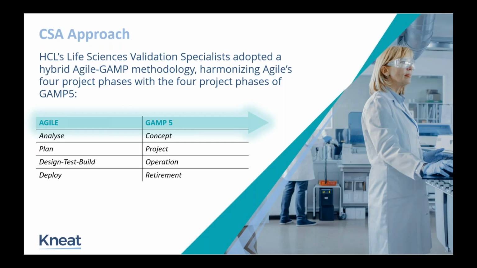They took the processes that were there, they looked at the CSA approach that was coming down the road, and they developed their own process and deployed that process in Kneat. So again, you can see here they had the analyze, plan, design, build, test, and deploy phases, which in terms of GAMP creates the concept, project, operation, and retirement. So you can see here that the 4 phases followed the GAMP 5 guidelines, which therefore made sure that they were following the kind of CSA planned approach.